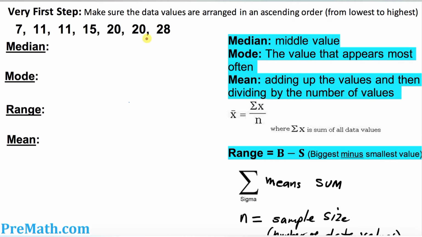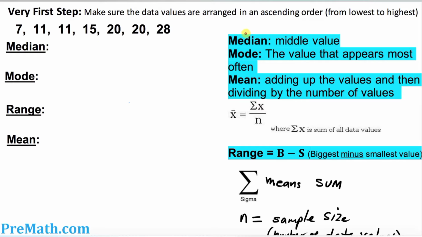So the very first step is I want to make sure that the given data has been rearranged from lowest to highest order. That means in ascending order. You can see that it starts off with the lowest value and goes all the way to the highest, which is 28. So the very first thing we want to find out is the median.